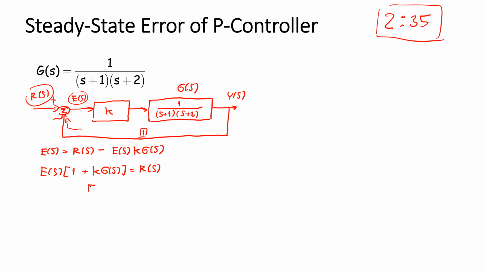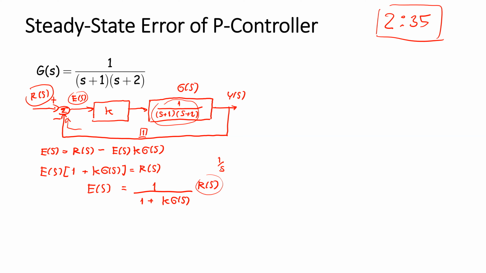And when we derive the error in terms of the reference input, for a unit step input and the plant transfer function is this one, if the system has a unit step input, R(s) is 1 per s.